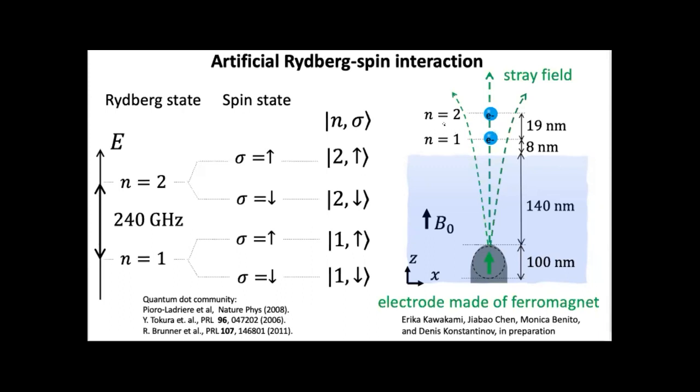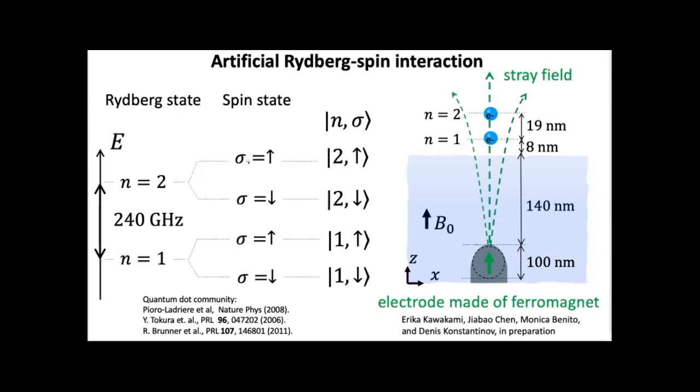Now, the position of the Rydberg ground state is around 10 nanometers away from the surface of liquid helium, and the position of the first excited state is 20 nanometers away from the ground state. So depending on the Rydberg state, the electron feels a different magnetic field. So it can have a different Zeeman splitting, and it creates the interaction between the Rydberg state and the spin state, the Rydberg-spin interaction.